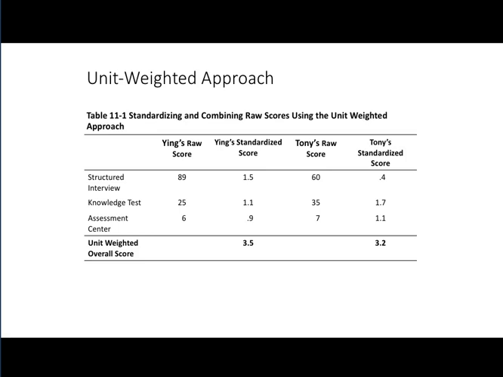Here in table 11.1, you see the unit weighted approach, basically where everything is weighted similarly. So the structured interview is as important as the knowledge test, which is as important as the assessment center. And so you would do it, for example, Ying got an 89 on her structured interview, a 25 on her knowledge test, and a 6 on her assessment center.